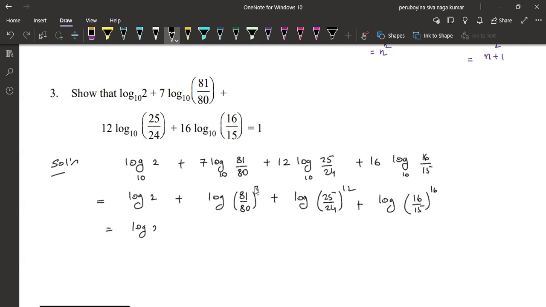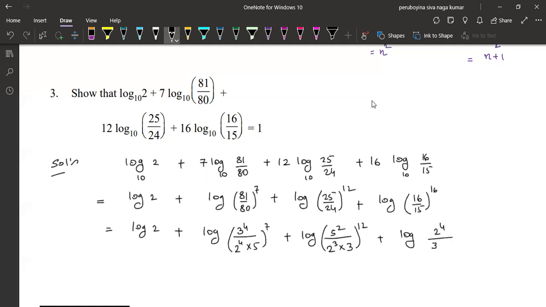Now log 2 plus log 81 can be written as 3 power 4 by 80 can be written as 16 into 5, which means 2 power 4 into 5, whole power 7, plus log 25 as 5 square, 24 as 2 cube into 3. So every number I'm going to express in prime bases. So log 2 power 4 and this is 3 into 5 whole power 16.